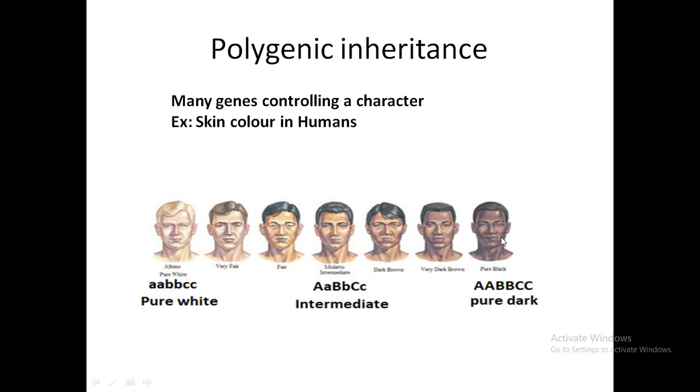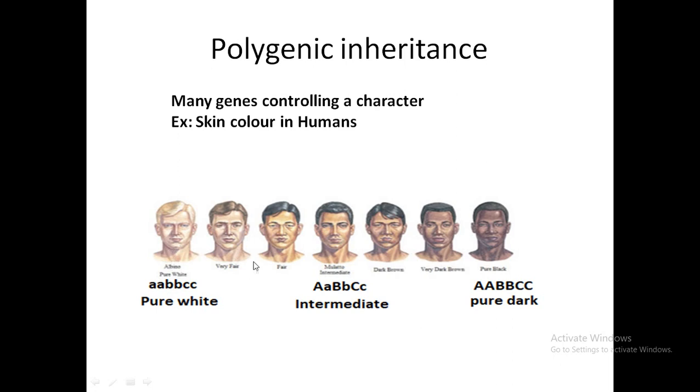In homozygous recessive condition, here you can see it is completely opposite. In homozygous recessive condition, where all the alleles are recessive, the skin color will be light. So if all the alleles are dominant, skin color will be dark. If all alleles are recessive, that is homozygous recessive, then the color will be completely white, lighter color.